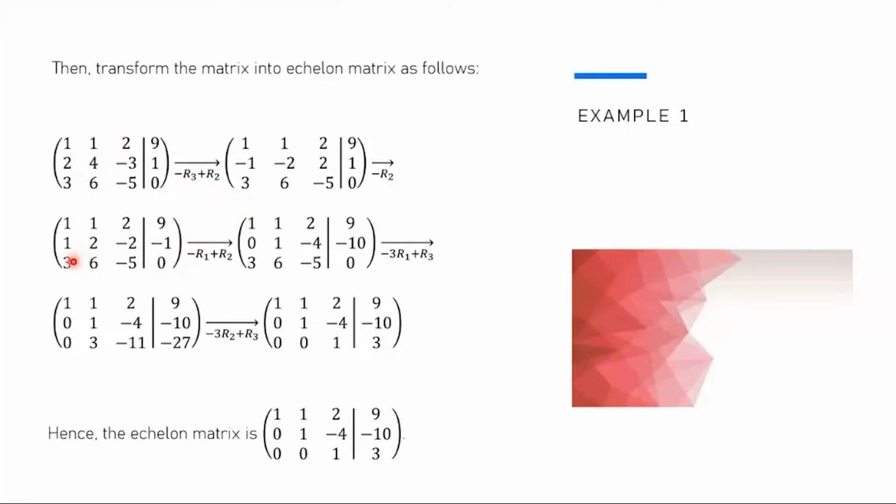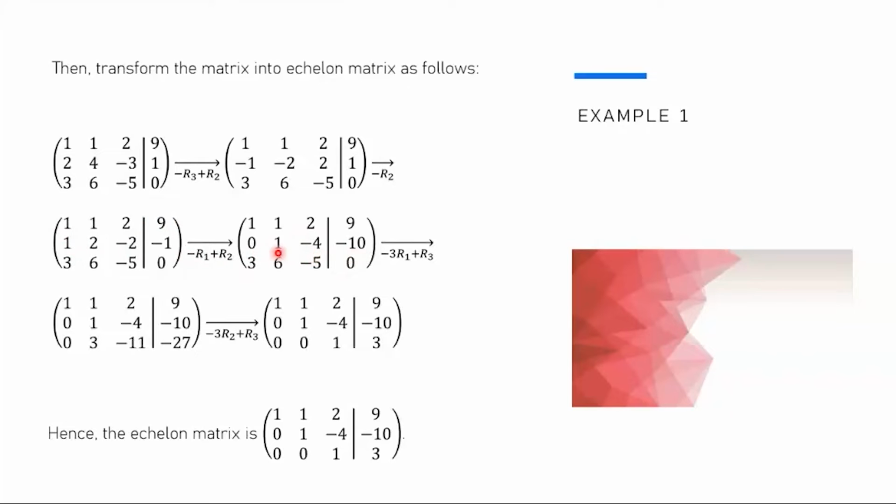Here you can see we already have the number 1 here, but this is not a leading one for the second row. Why? Because as you recall from the row echelon matrix properties, the leading one in the lower row occurs farther to the right than the leading one in the upper row. So that means this one cannot be in the same column as the leading one of the upper row, this one. So in order to make it right, we're going to subtract R1 from the second row, so that we're going to have 0, 1, -4, -10.